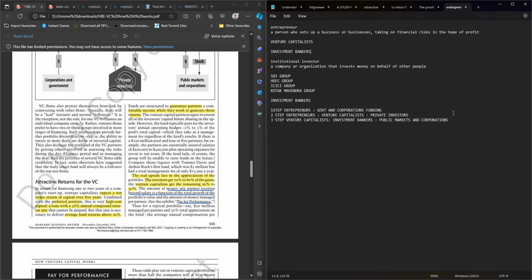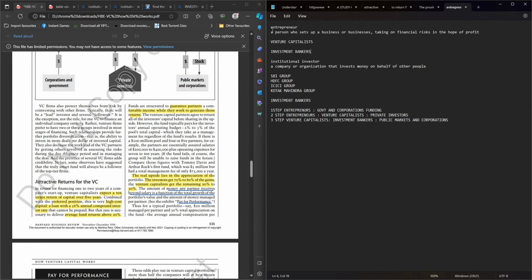Today, I am going to explain the other half of the case. Before entering into the concept, I want to clear 4 points which are necessary to understand the case. The 4 points are entrepreneur, venture capitalist, investment bankers, and institutional investor.